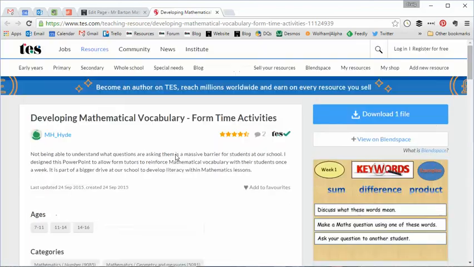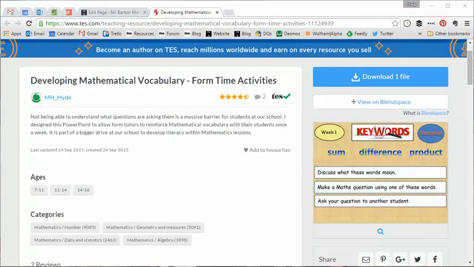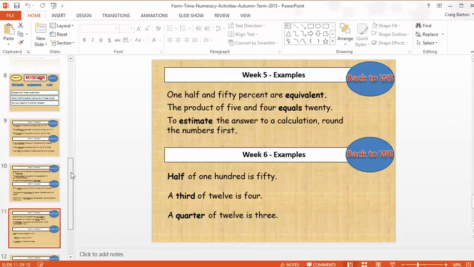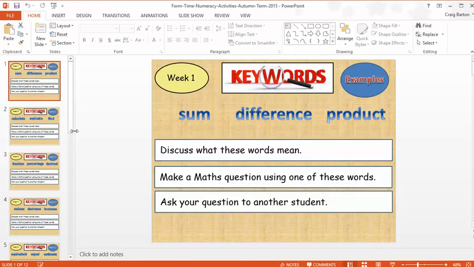So, given those two issues, and quite pertinent issues, you can imagine my delight when I came upon this wonderful resource, Developing Mathematical Vocabulary Form Time Activities, which has been uploaded by MH Hyde. Now, it's just a single PowerPoint and it's a very simple resource, but it's a very effective resource. I'll just show you what it looks like.